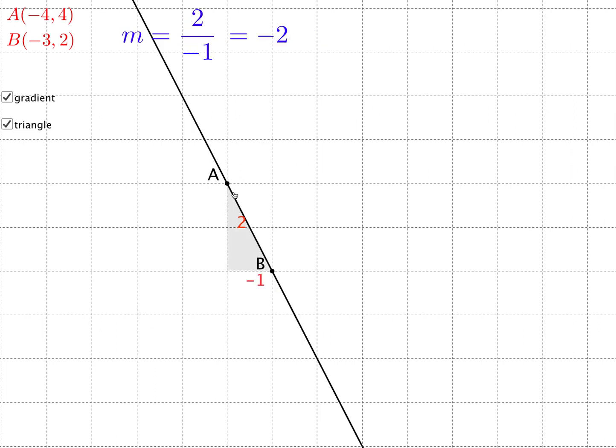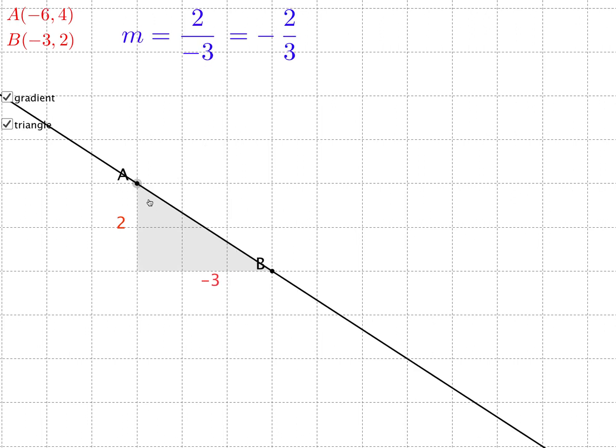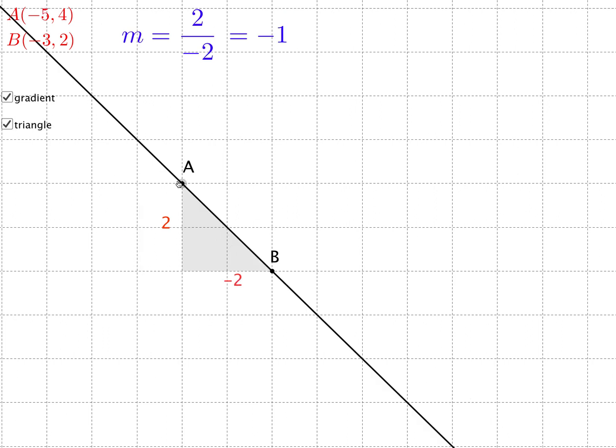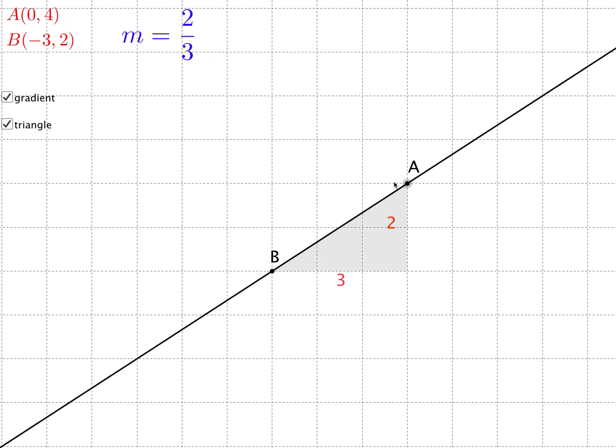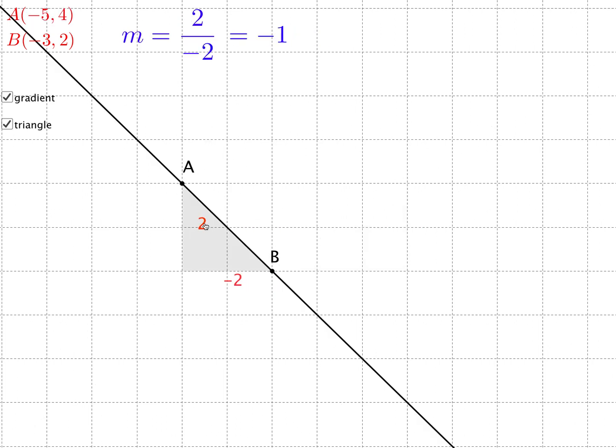And this one is negative 2, 2 over negative 1. So there would be, for example, negative 2/3. It's going down to the right, 2 over negative 3, as opposed to over here, that's positive 2/3. So positive gradient going up the way to the right, negative gradient going down the way to the right.